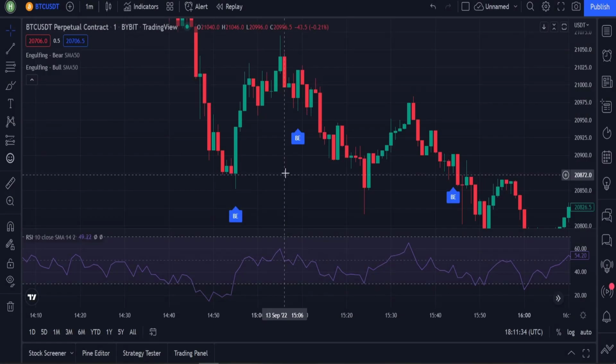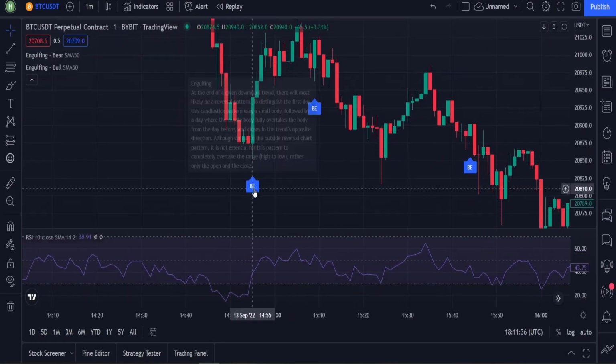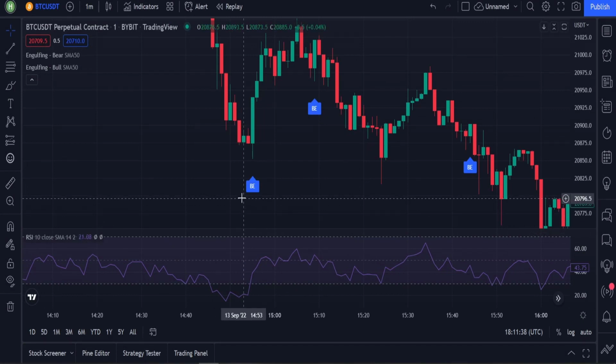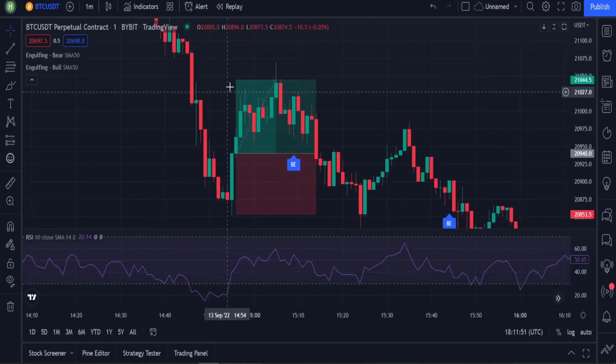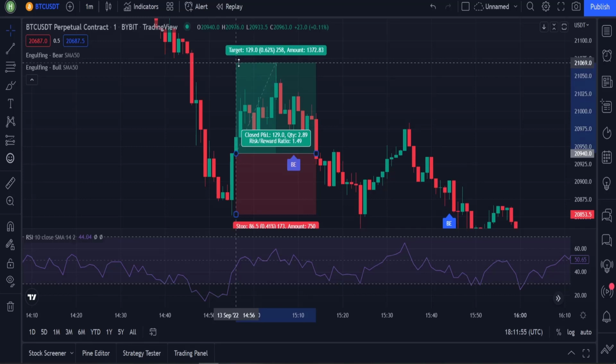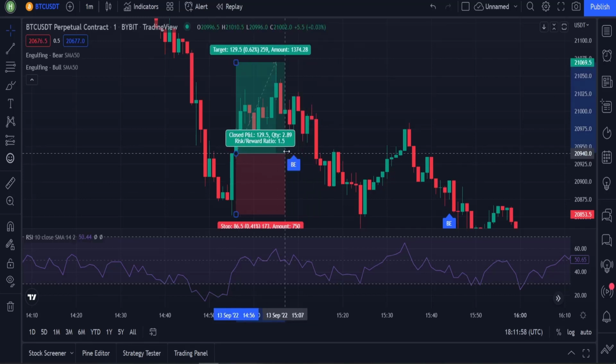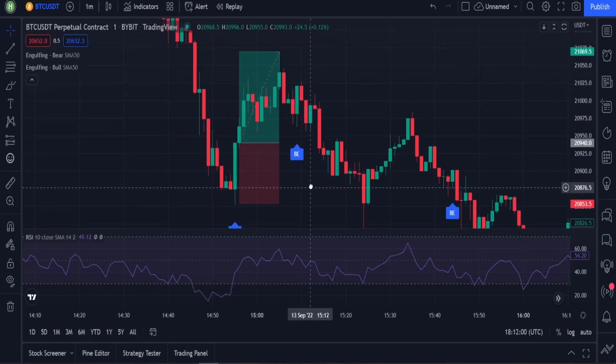Alright, here's another long example. You can see how this one went oversold. It came back up above 30 with the bullish engulfing candle. So we'll take a long position from the next candle, and our stop loss will be below the recent swing low, for a 1 to 1.5 risk to reward ratio. It would hit take profit right there. So that's another long example. Let me show you guys another short example.